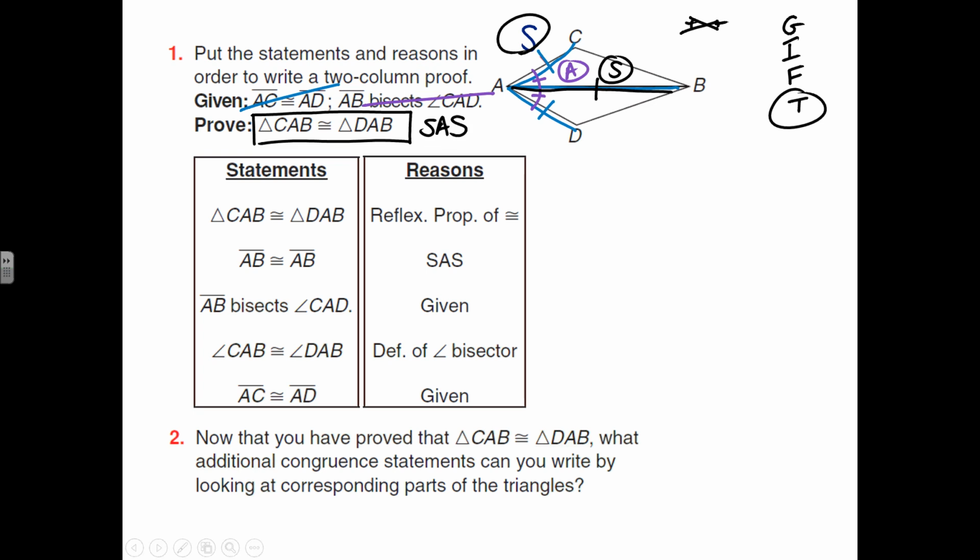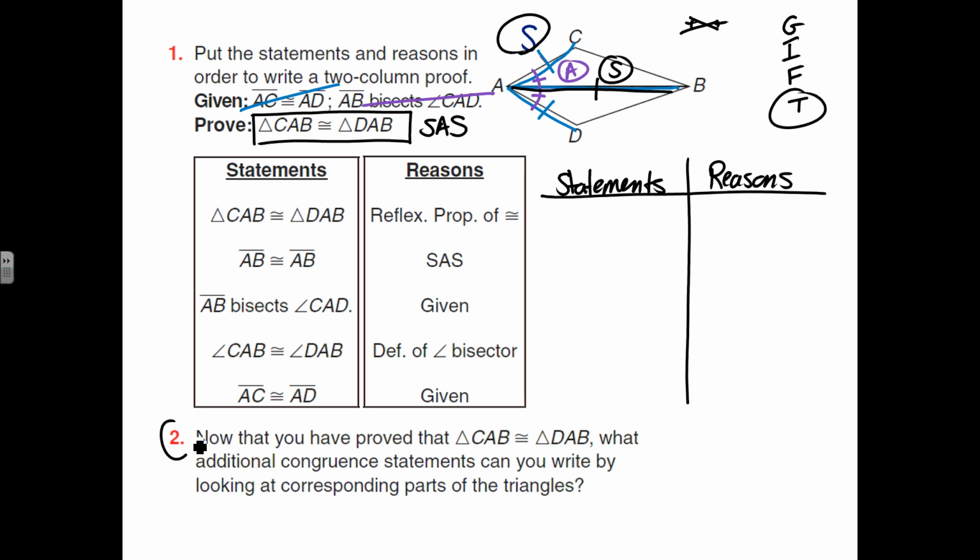Your job is this. The statements and reasons have been scrambled. You are going to order both the statements on the left and the reasons on the right. Then you're going to answer this question: if the triangles are congruent, what other parts must therefore be congruent? At this point, you're going to pause the video, do not copy, switch to a red pen to check your work, pause.